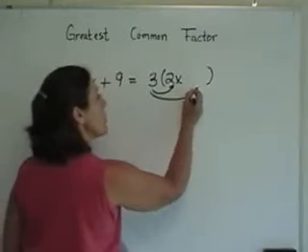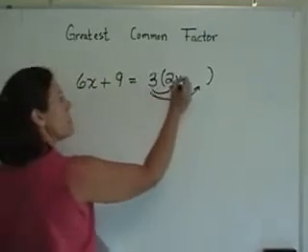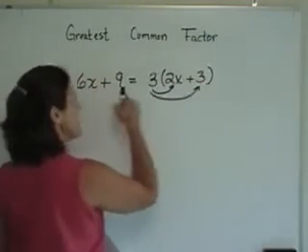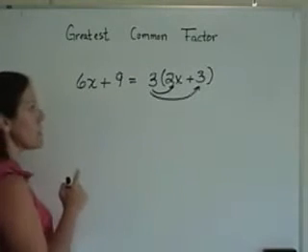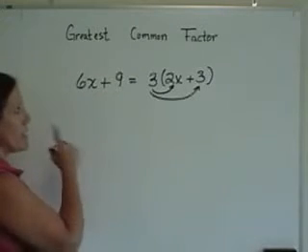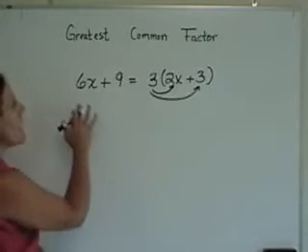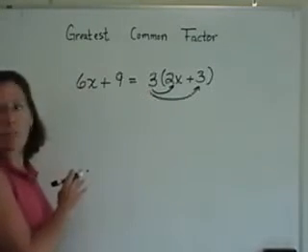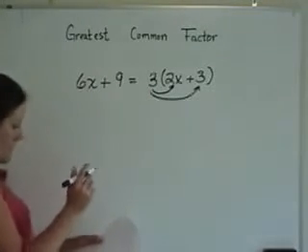Now what do I need to put over here so that when I multiply it by the 3, I get the positive 9 that I began with? You should always be able to go back and check these, multiply, and see if they give you your original expression. I've taken the greatest common factor of 3 out of 6x plus 9.